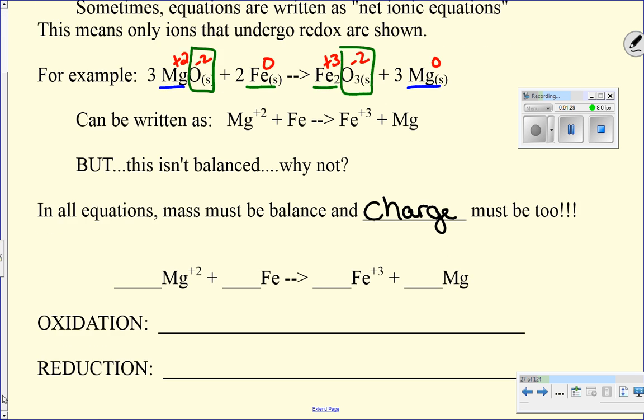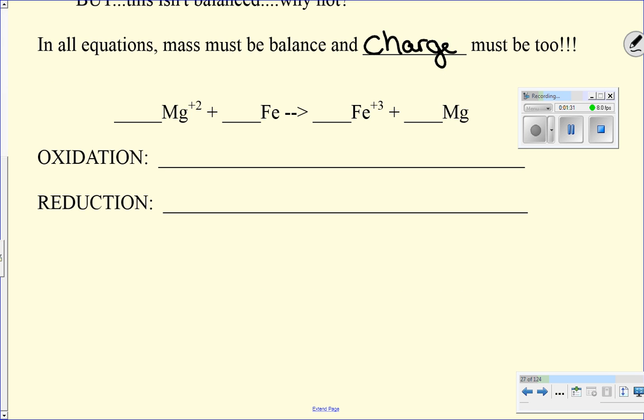If you're given an ionic equation, typically the way you would be given it is what you see up here. It's not possible to balance this based on mass, because you're not given that spectator ion, the oxygen, that would help you balance it in the first place. So in order to balance this, we're going to write oxidation and reduction half reactions.